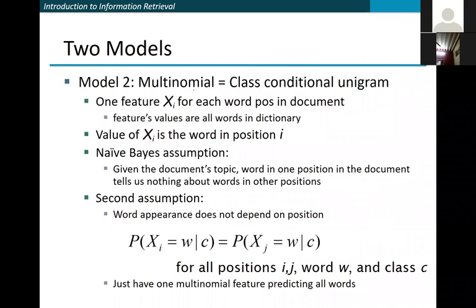The second model is the multinomial class conditional unigram model, where for each word position in the document there is a feature value. So the feature vector is the number of positions in the document. The first position is the first attribute, the second position is the second attribute, the third position is the third attribute, and the value of x is the word at position i.